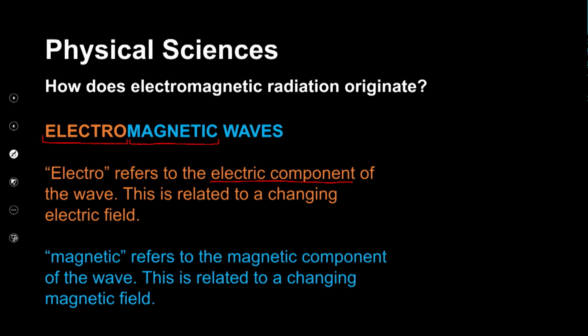All right? And this is related to a changing electric field, i.e., when we talk about electromagnetic waves, we are literally in part talking about an electric field that is itself changing. The word magnetic again refers to the magnetic component of the wave. This is related again to a changing magnetic field.